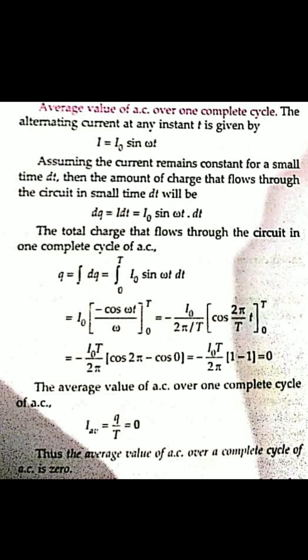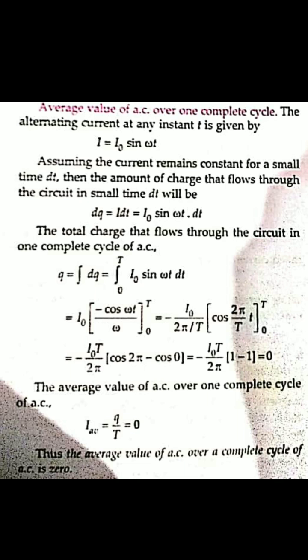We use the alternating current expression, I equals I naught sine omega t. Here we assume that the current remains constant for a small time. At any instant of time, we get the expression I0 sine omega t. If the time interval is very small, we can consider that the current remains constant in that small time. So we can write dq equals I into dt, because I is constant for small time dt.